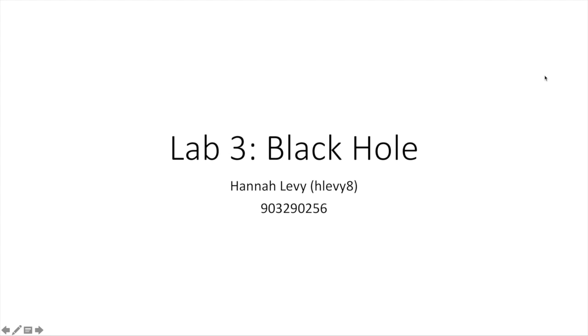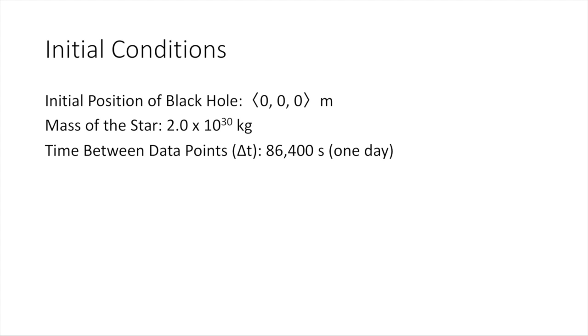Lab 3 deals with the analysis of the motion of a star orbiting around a black hole. We're given the initial position of the black hole, the mass of the star, the change in time between data points, and the position data. The trajectory of the star is unique to each person based upon the input characters of his or her email address. The ultimate goal of the lab is to determine the mass of the black hole.